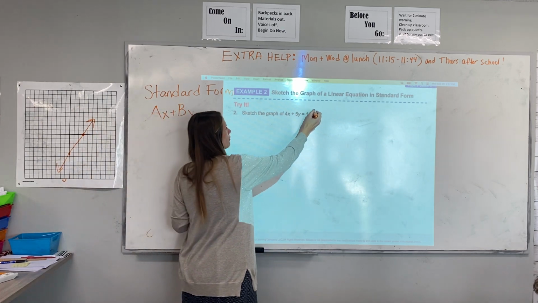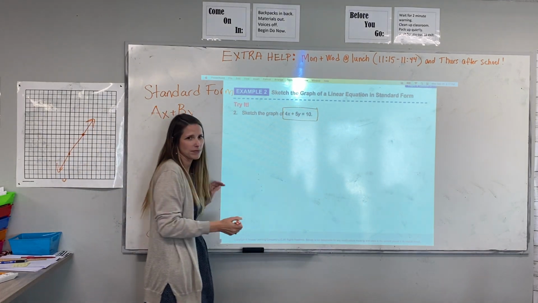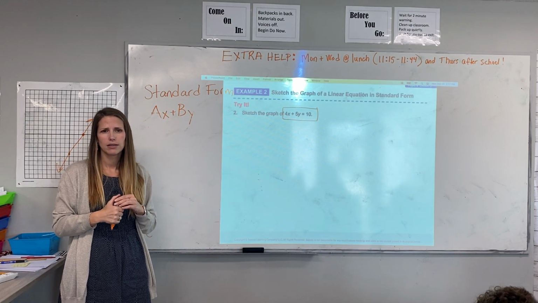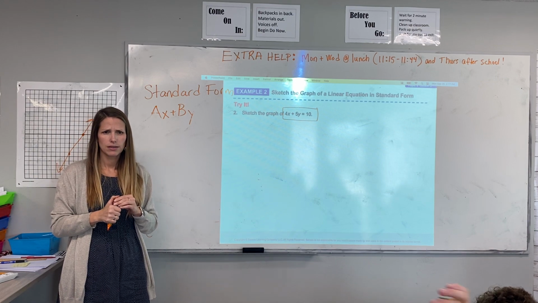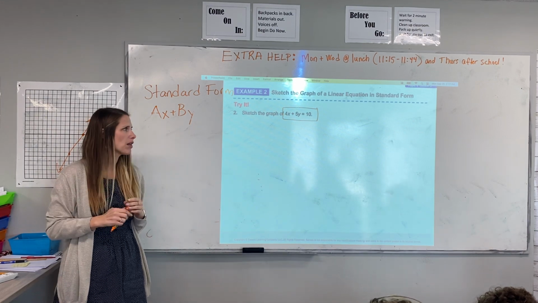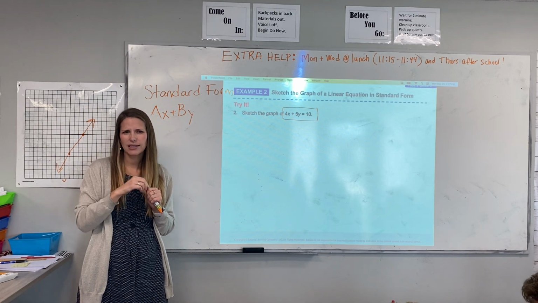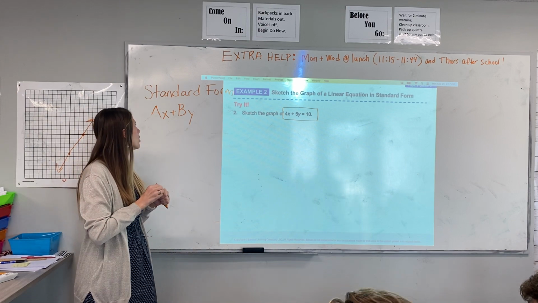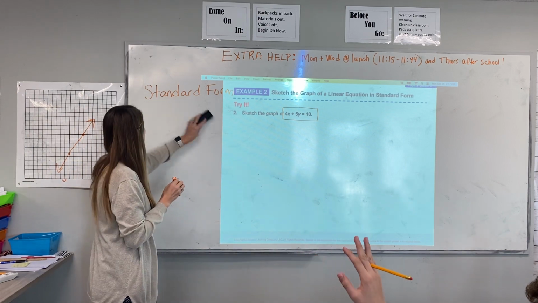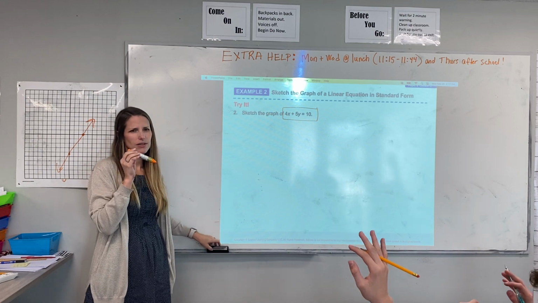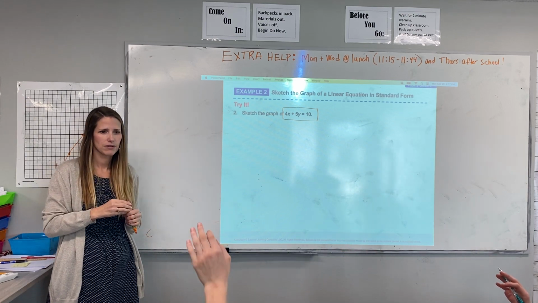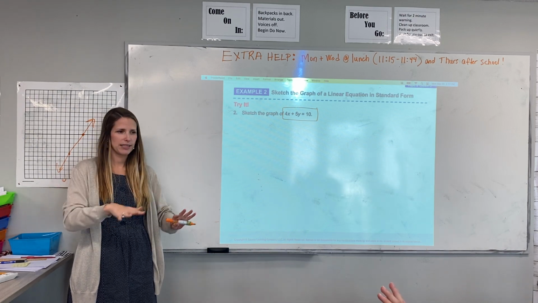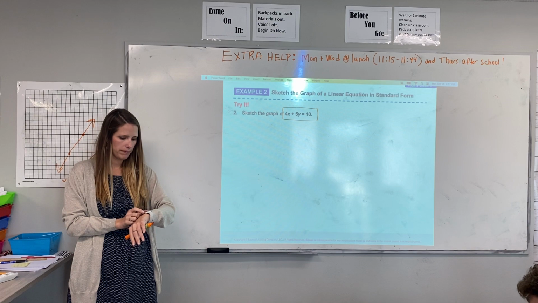So here's our standard form. And how do we know what points to plot? Did you by any chance take any notes on the last example? Guys, my point isn't to get the answer, my point is to help that learner who needs help, okay?